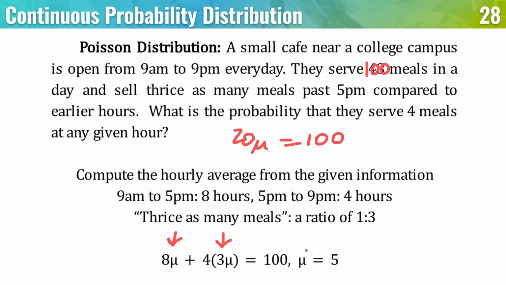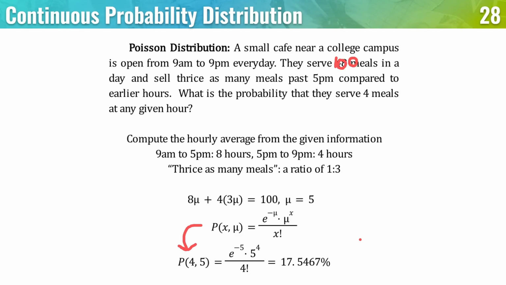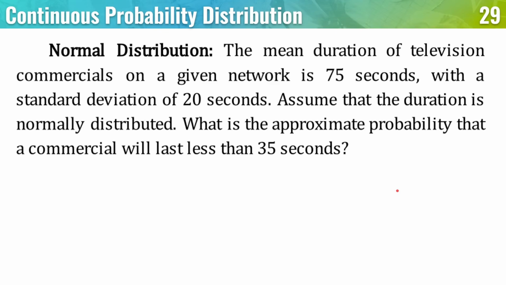So this is just the ratio. So now that we know that mu is 5, we can identify x to be 4. The Poisson distribution of 4, 5 is equal to e raised to negative 5 times 5 raised to 4 all over 4 factorial, which should give us 17.5467%. For our last item, we have the normal distribution.